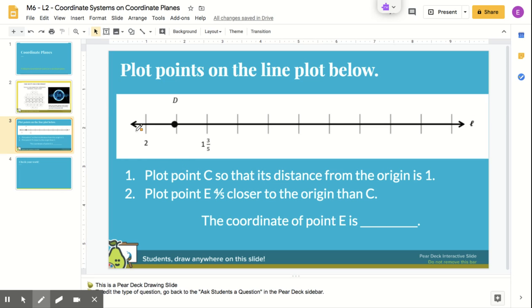So first and foremost, we have a line plot. And before I even look at my questions and my tasks, I'm going to look at my line plot and really figure out, what do I know about it? I see that the point 2 is labeled on the far left side. I see that there are tick marks in between, and I see that there's one other point labeled at 1 3/5. Now, I have to figure out, how do I get from 1 3/5 to 2 wholes?